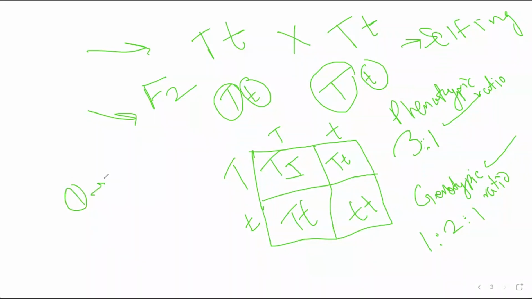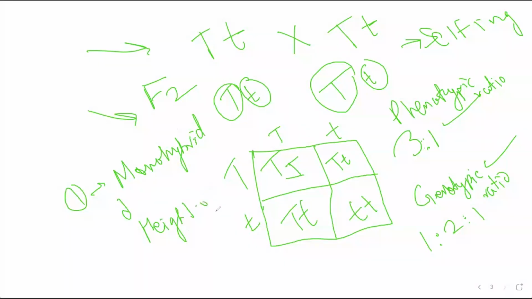I was just talking about either a tall or a dwarf plant. So actually I was talking about just one character at a time. Such types of crosses are known as a monohybrid cross. Remember this point also, right? In this particular cross, I took one character, that is the height of a plant.